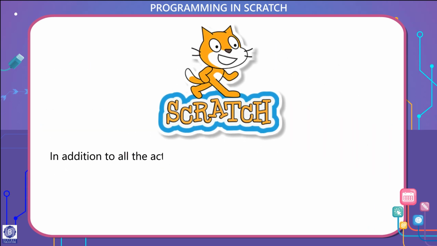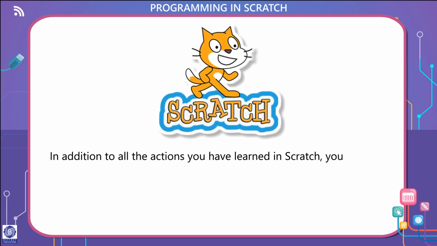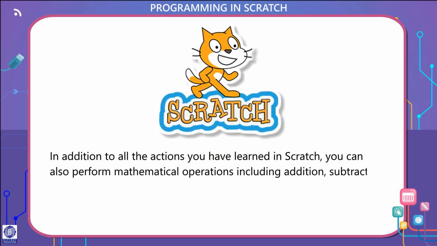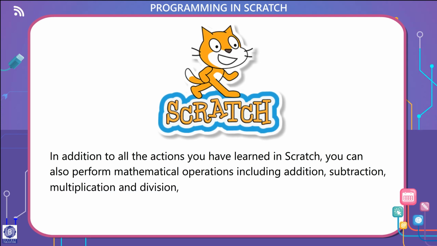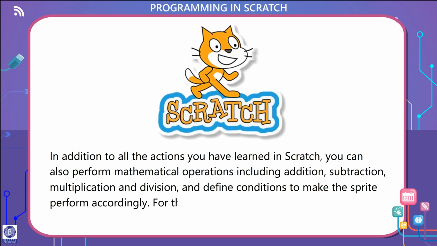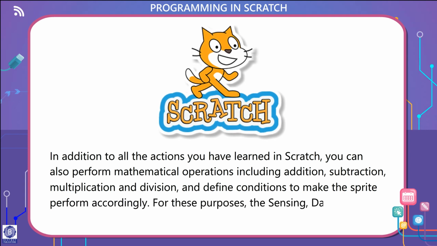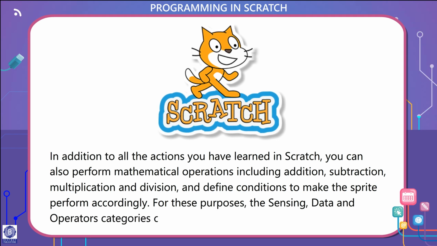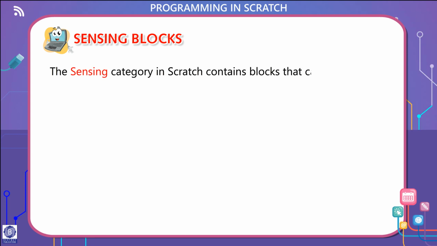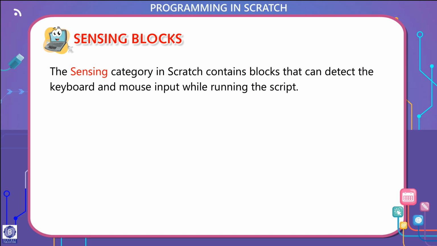In addition to all the actions you have learned in Scratch, you can also perform mathematical operations including addition, subtraction, multiplication and division, and define conditions to make the sprite perform accordingly. For these purposes, the sensing, data and operators categories can be used. Sensing blocks. The sensing category in Scratch contains blocks that can detect the keyboard and mouse input while running the script. They are light blue in color.